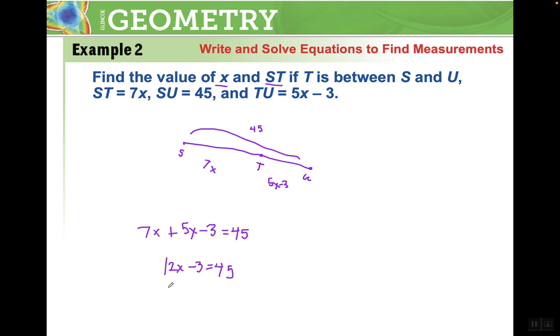Then we need to add 3. And we get 12x equals 48. And we're going to divide by 12. And we get x equals 4. That is one of our answers, because remember they wanted the value of x. So x equals 4. And then they wanted the value of st.